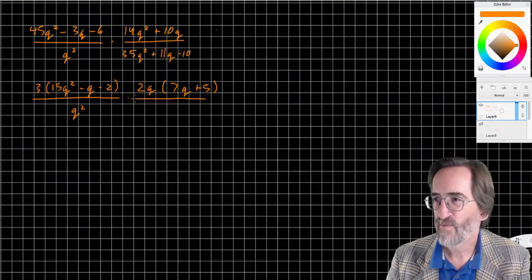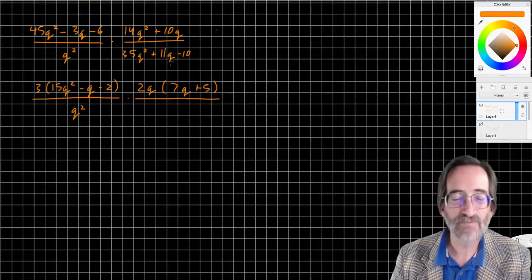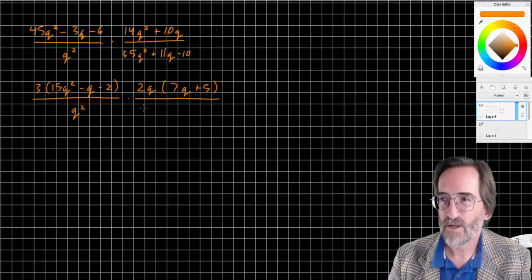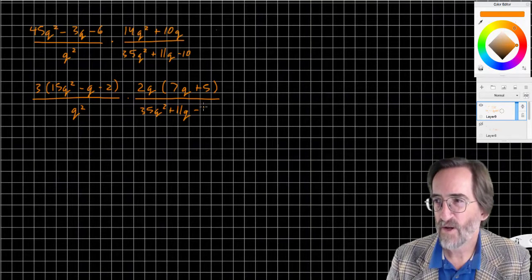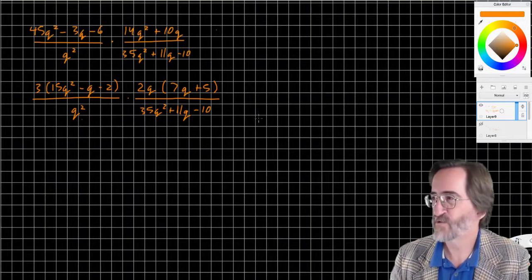Over. Okay, and look for anything that divides evenly into these, 35, 11, and 10. Well, 11's prime, and 11 doesn't go into 35 or 10, so there is nothing there. Okay, so I'm going to keep that the same here for now: 35q squared plus 11q minus 10. Okay, and now we've got some trinomials to factor.